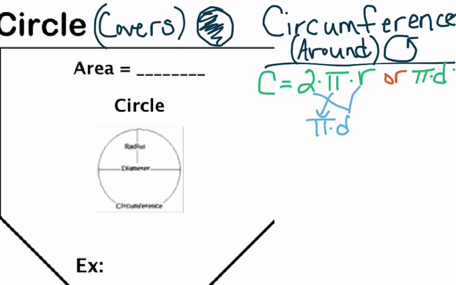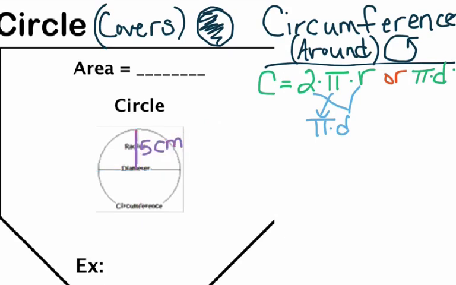So keep in mind, radius only goes halfway across a circle. Diameter goes all the way across the circle. So it takes two radiuses to be the same length as a diameter. So all we have to do is take a radius, multiply it by 2, and that's the same thing as if we were given diameter.